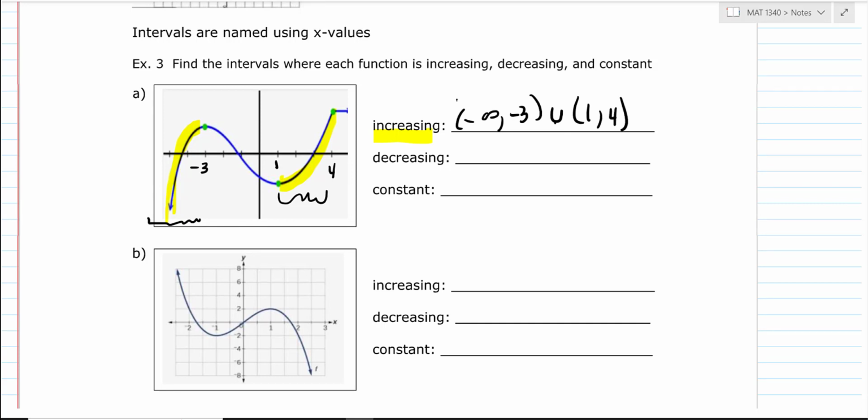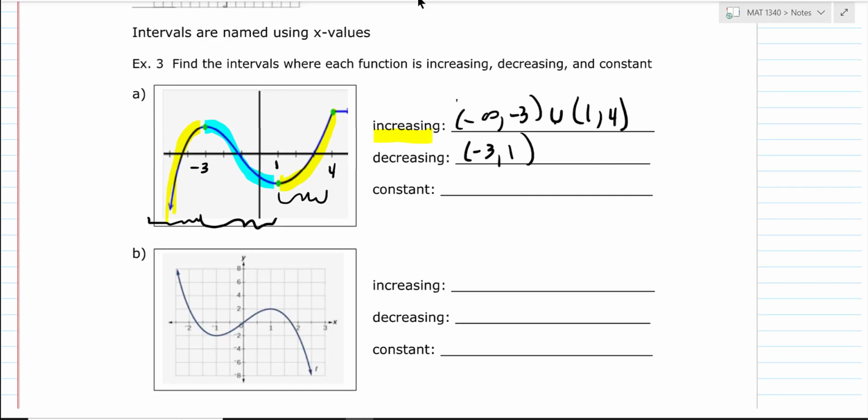Decreasing, you would be going downhill. So it goes like that. If you look at that, how are you going to write that interval? Where does it begin? Where does it end? -3 to 1. Good. So we're going to go -3 to 1. Now that's the only place.